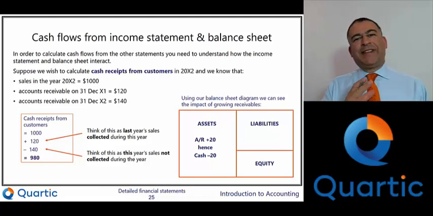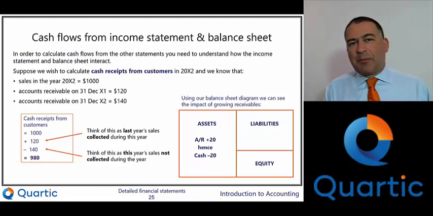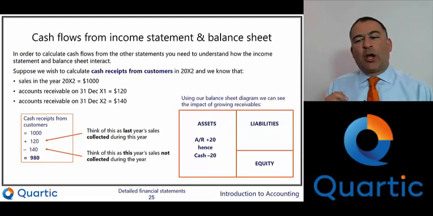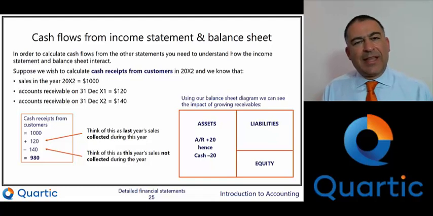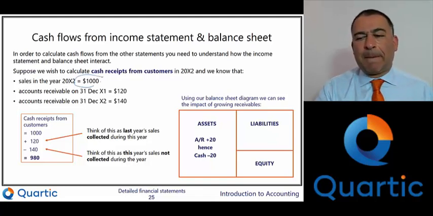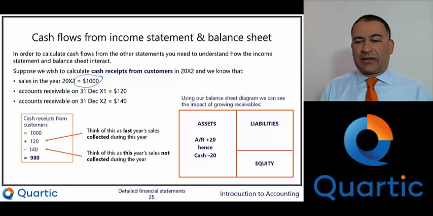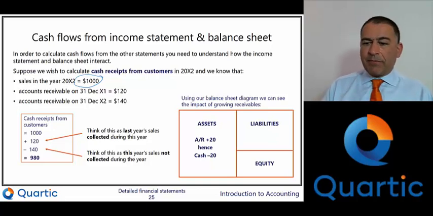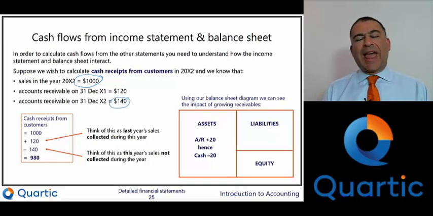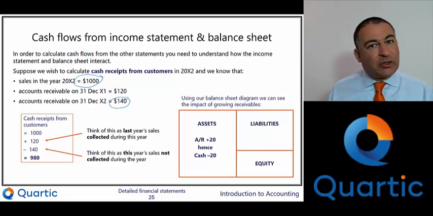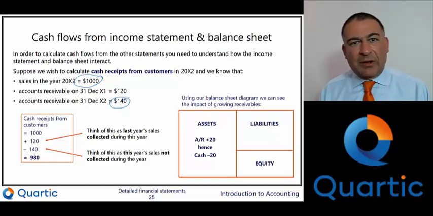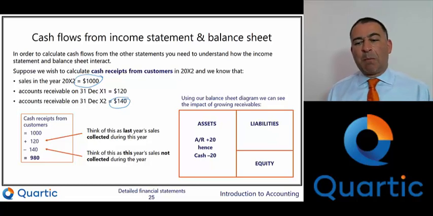Now, we need to go into a bit more detail than that because not all of this year's sales paid us. So let's use the numbers here. We had sales of 1,000, but at the end of the year, we had 140 in accounts receivable. So that means of this 1,000, not all of it paid us in the year. In fact, 1,000 minus 140, only 860 of that 1,000 was received. That 140 will hopefully come in next year, but it needs to be deducted from the 1,000 to work out how much of this year's sales were received. So answer 1,000 minus 140.